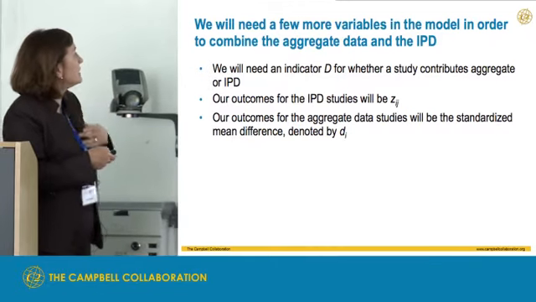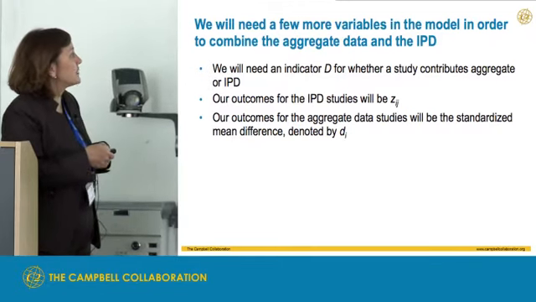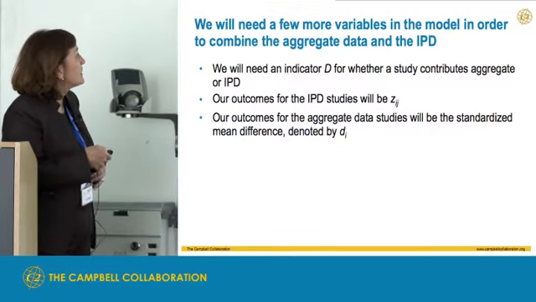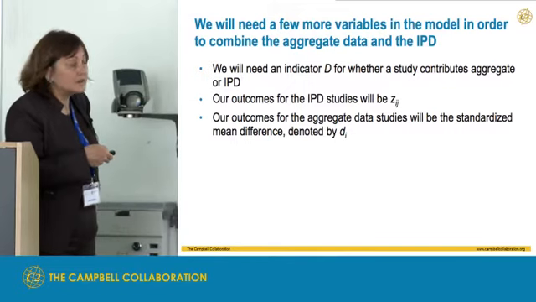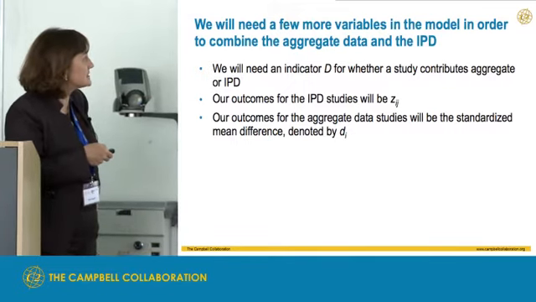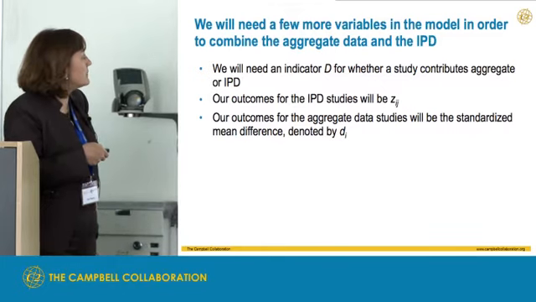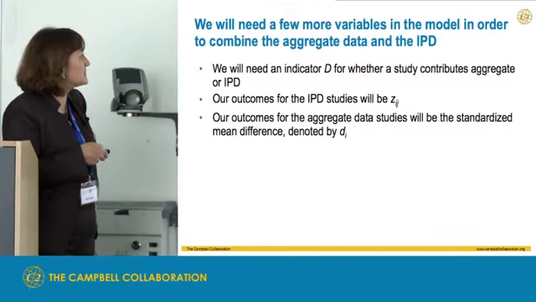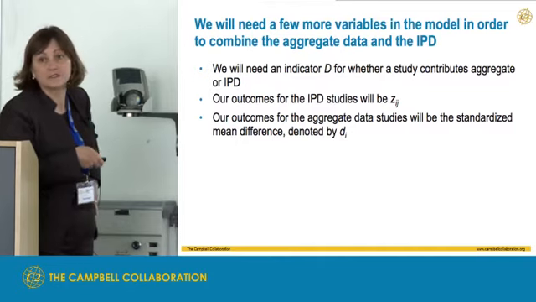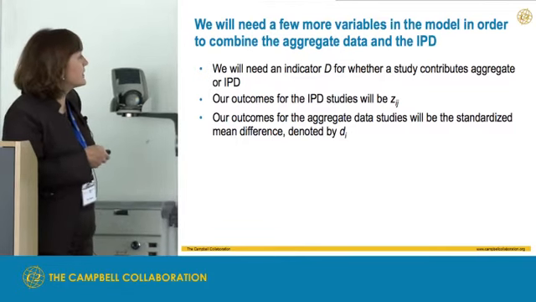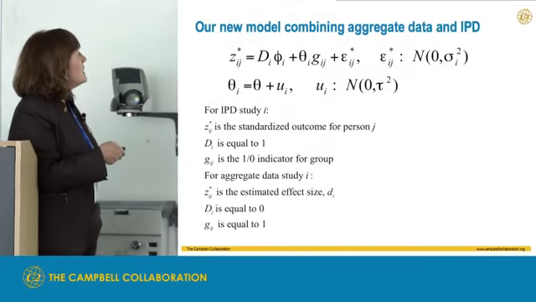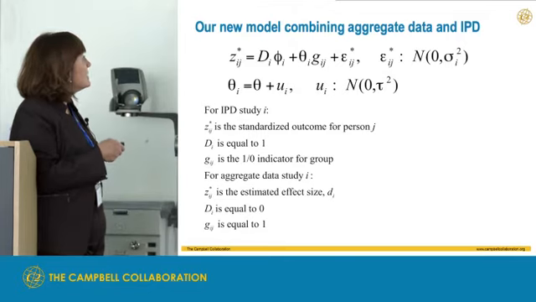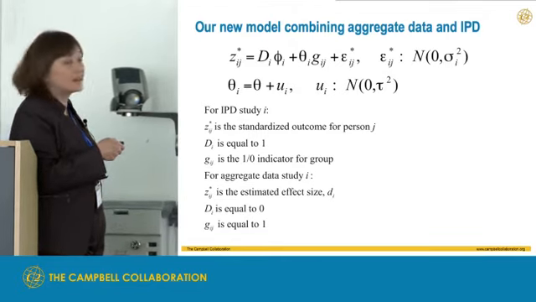Okay, so we're going to need a couple other things for this model. We're going to need an indicator variable just to say whether the study is aggregate or IPD. So again, our outcomes for our IPD studies are standardized on the basis of the treatment mean in that study. And then our outcomes for our aggregate data studies are going to just be our standardized mean difference, which I'll call D. So in the simplest model, it looks something like this. Okay. So for an IPD study, we have our sort of standardized outcome.